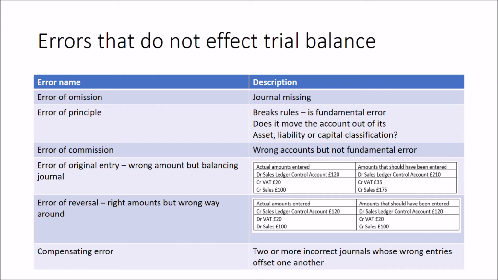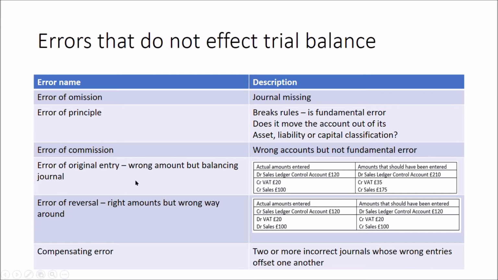Or I posted it to one expense account, motor vehicle expenses, rather than to office expenses. I'm still within the same classification of accounts. I haven't broken across those lines, so that's an error of commission. So it's an error, but an error of commission.